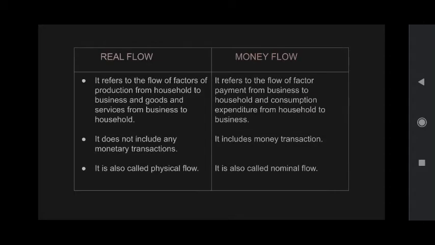To learn more about the difference between real flow and money flow, let's talk about it. The real flow, as we have already discussed, is the flow of factors of production from households to business and goods and services from the business sector to the household sector. While the money flow is the flow of factor payment from business to household and consumption expenditure from household to business sector. Real flow includes only the physical flow, therefore it is also known as physical flow, and it does not include any kind of monetary transactions. On the other hand, money flow includes the money transactions and it is called nominal flow.